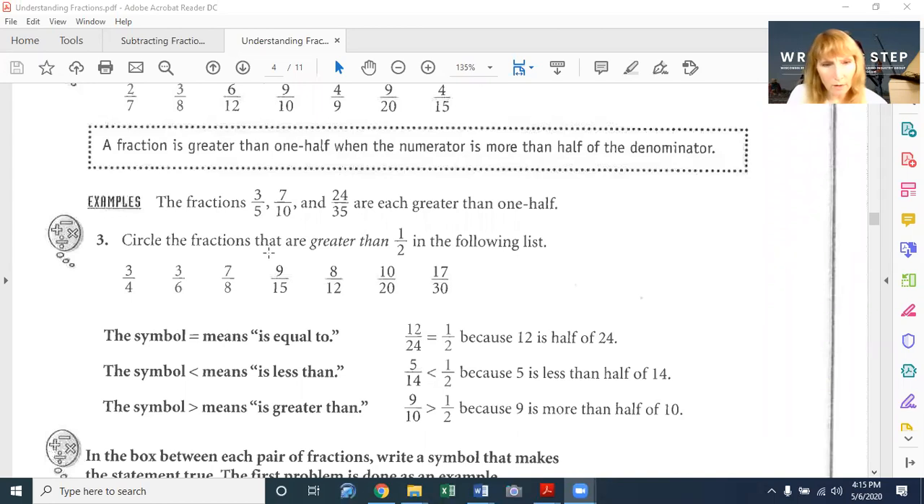And then 3, circle the fractions that are greater than 1/2. So let's find one that's greater than 1/2. Let's look at the first one. Is that greater than 1/2? 3 is more than 2, right? Because 2/4 would be exactly half. So 3/4 is greater than 1/2. So you would circle that.